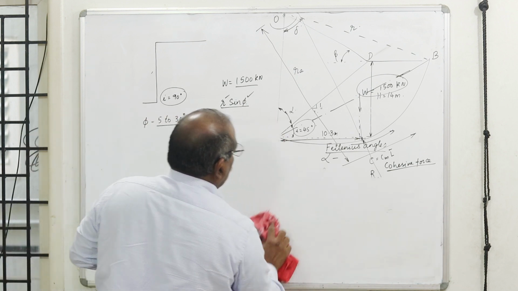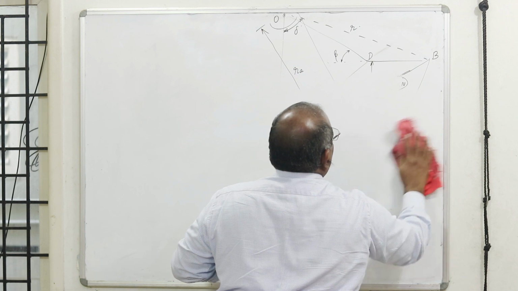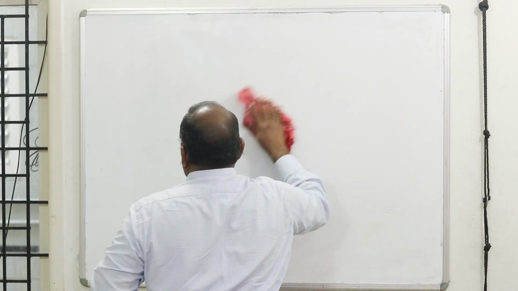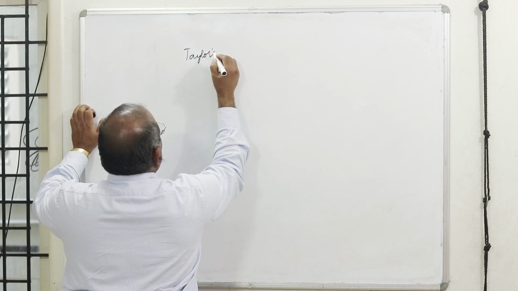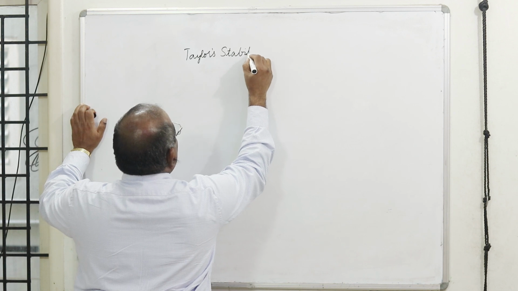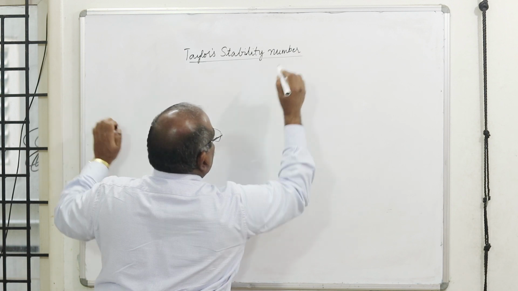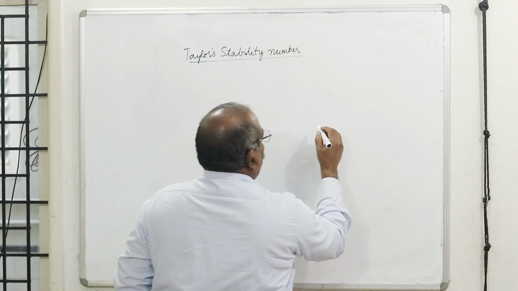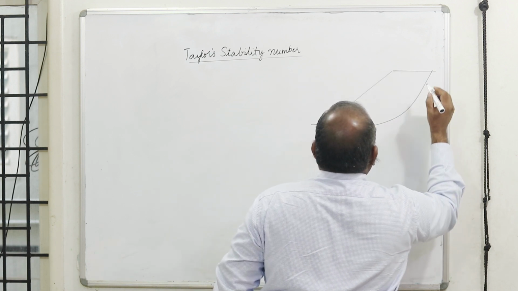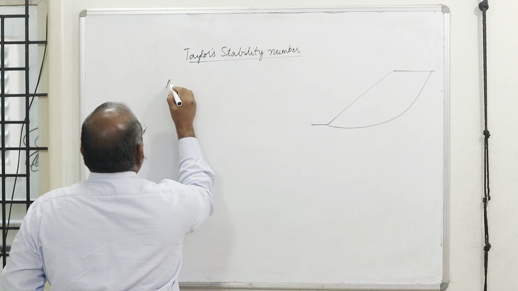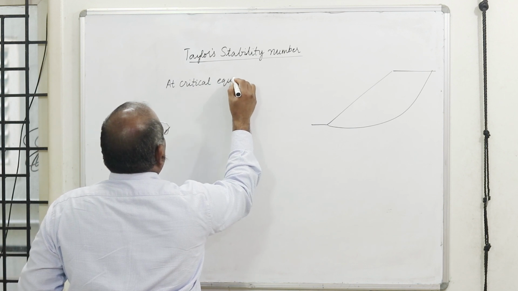What is that stability number? He tries to give the stability number. Therefore, let us take Taylor's approach to understand the stability number for any slope at critical condition or critical equilibrium.